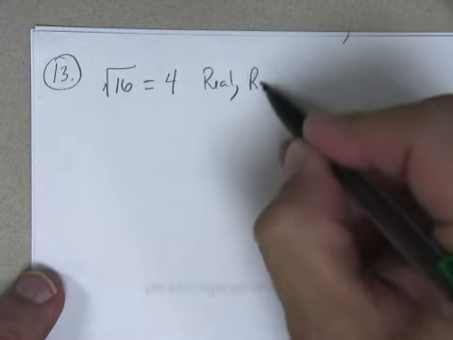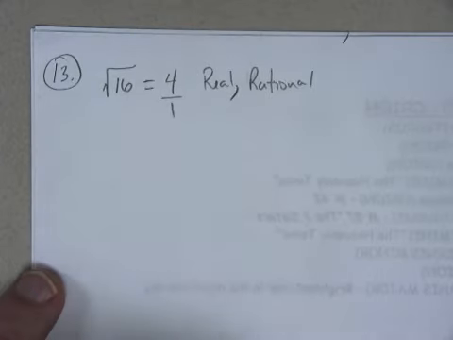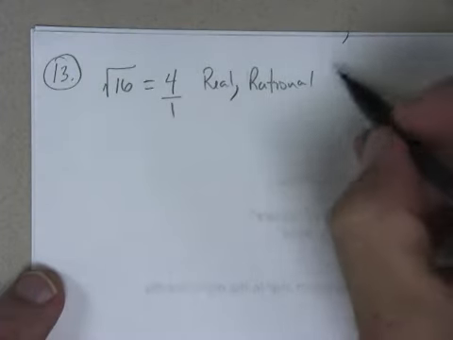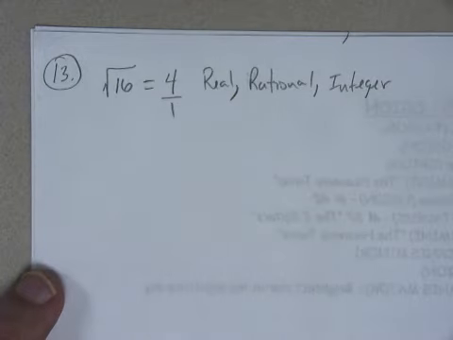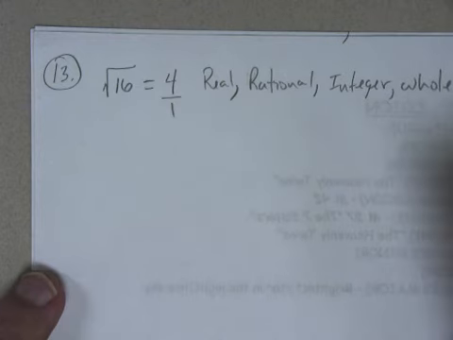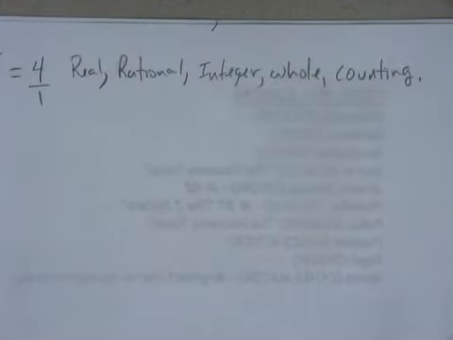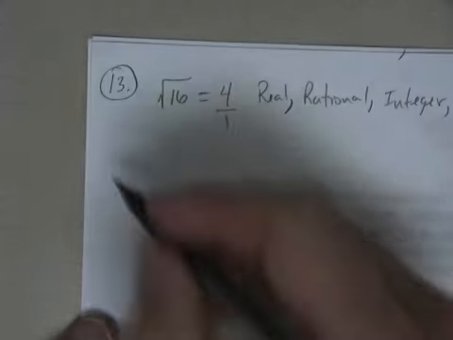It will be rational, because I can write it over 1. It's not irrational. It is an integer. If you don't remember these, just go back to your notes from lesson number 3. It's whole, and it is a counting number. So it's real, rational, integer, whole, and counting. Number 14.